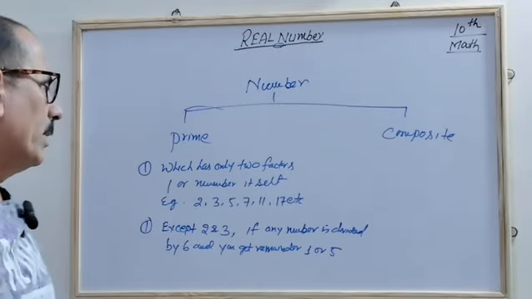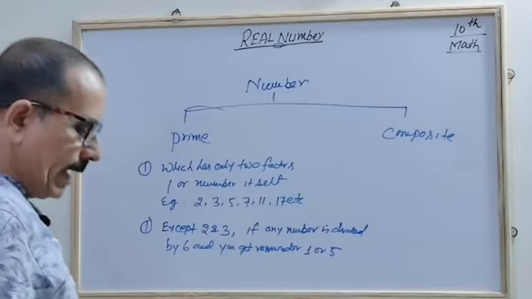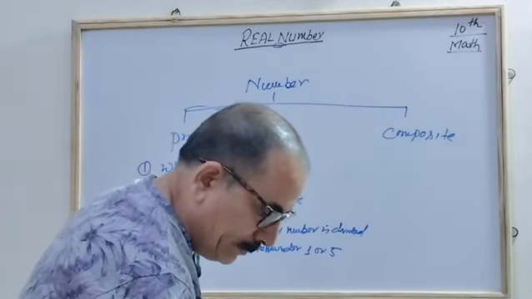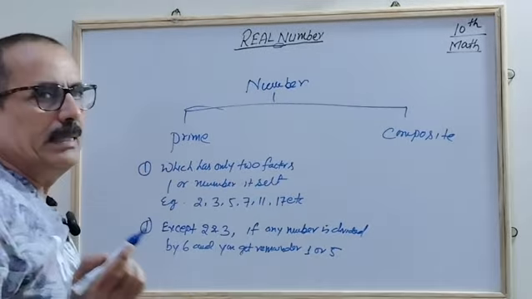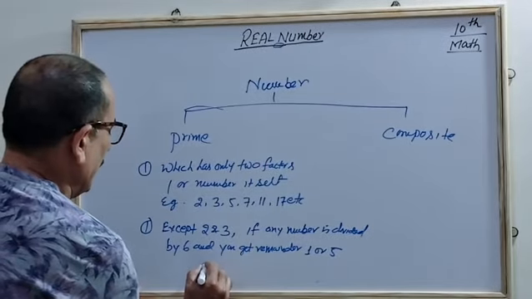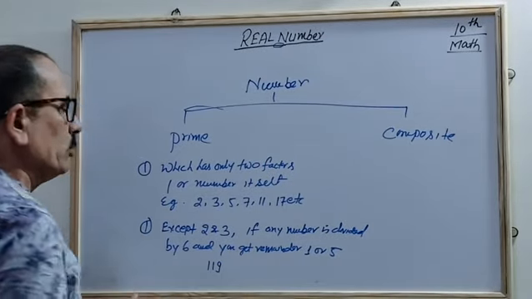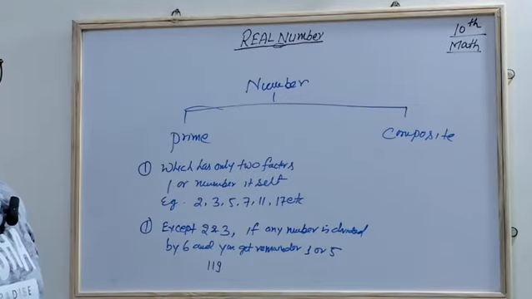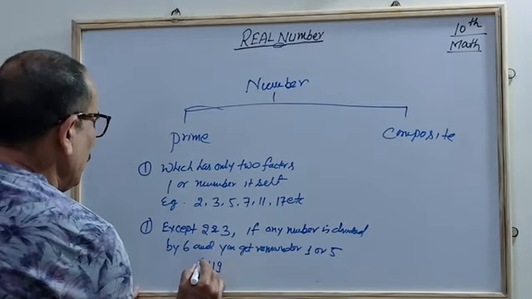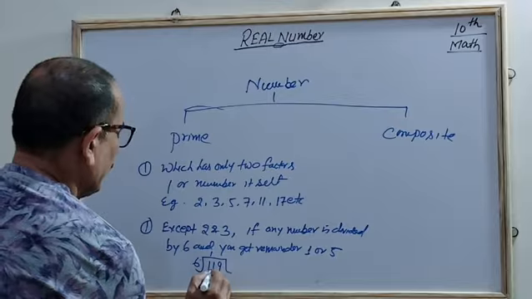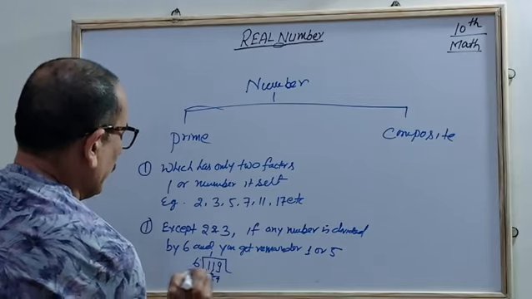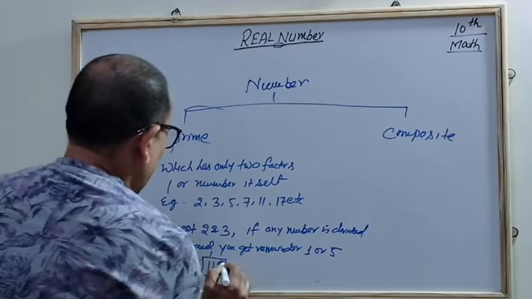For example, if it is 119 and you are not sure whether it is a prime number or a composite number, then you divide by 6. 6 1s are 6, the 5 and the 9. So how much is there? 9, 6 9s are 54. You are getting 5 as the balance. You got 5 as the balance.